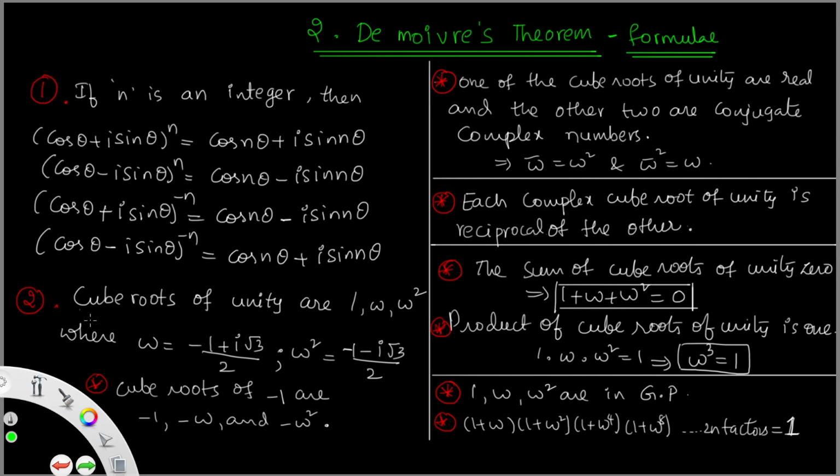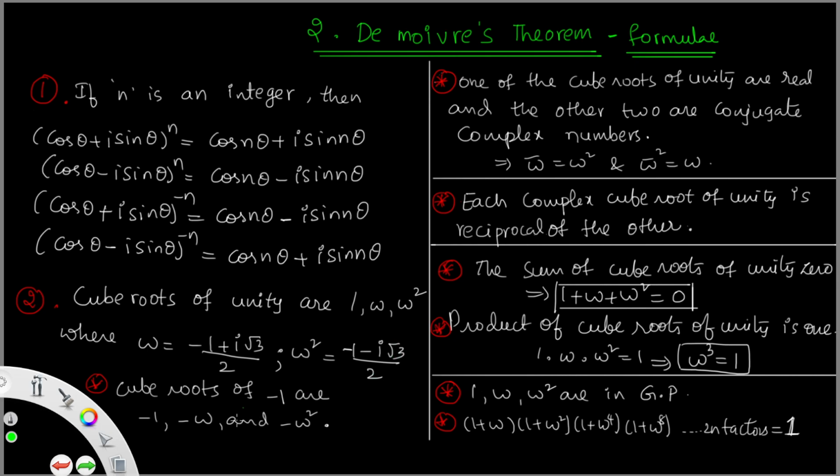And the second formula: the cube roots of unity are 1, omega, omega square, where omega we define as minus 1 plus i root 3 by 2 and omega square is minus 1 minus i root 3 by 2. The square roots of 1 are plus or minus 1, and the cube roots of unity are denoted by 1, omega, omega square. These are complex conjugate roots, where omega equals minus 1 plus i root 3 by 2 and omega square is minus 1 minus i root 3 by 2.